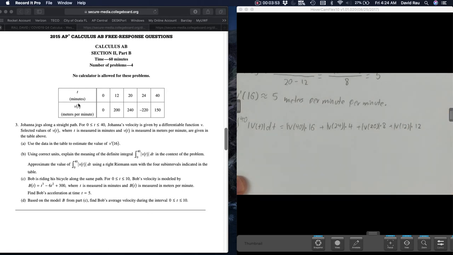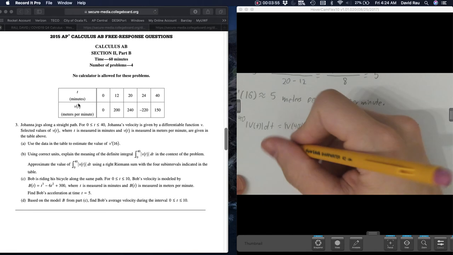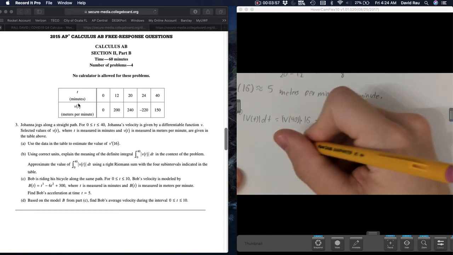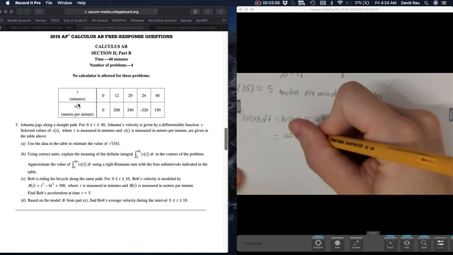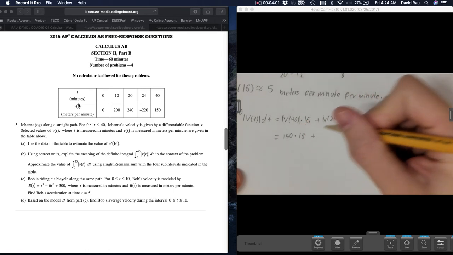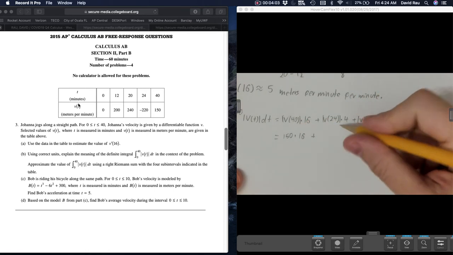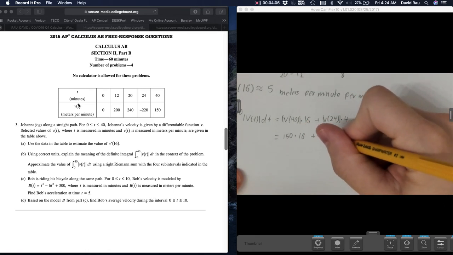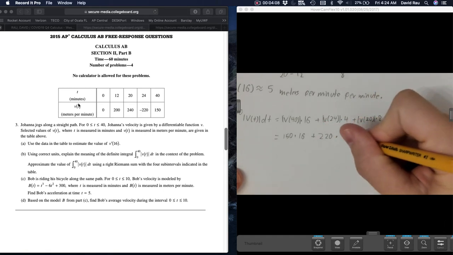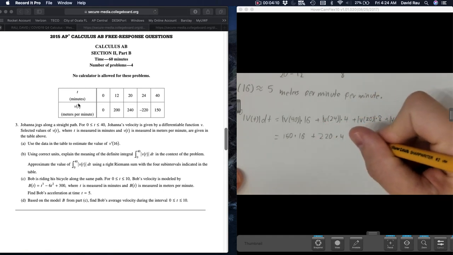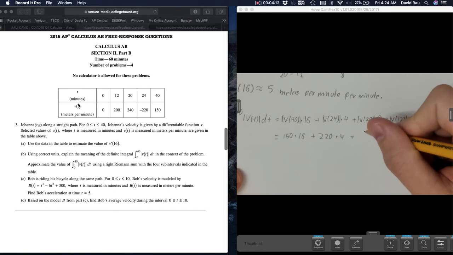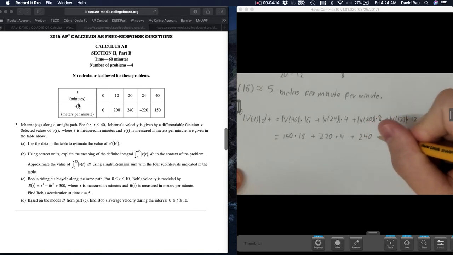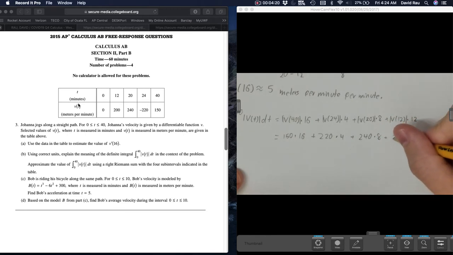So we didn't ever cover this, it's not covered this year, don't worry about it, but really what this means is we have 150 times 16, and this isn't even a calculator question. We have positive 220 times 4. We have positive 240 times 8, and we have positive 200 times 12.